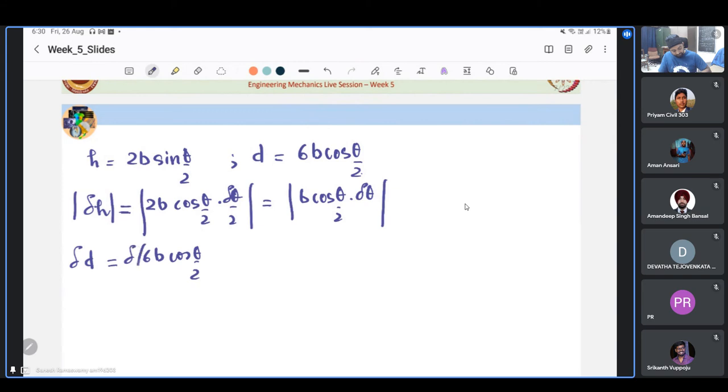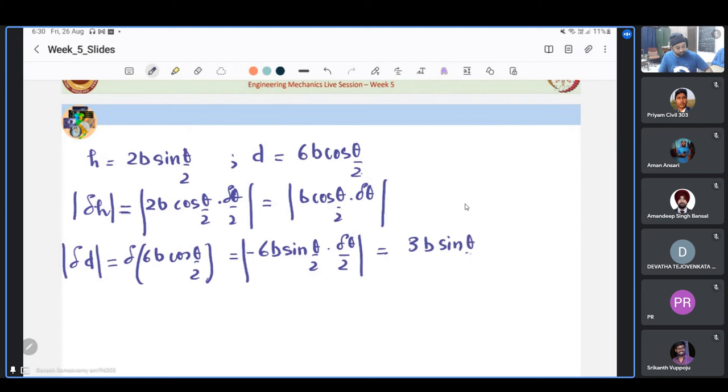Now if I were to differentiate this, we'll get 6b comes outside, so it will be 6b minus 6b sine theta by 2 into delta theta by 2 is what we'll get. But we should remember that we should always take the positive absolute contribution of this. So it will be 3b sine theta by 2 delta theta is absolute value of delta d. This is absolute value of delta h.